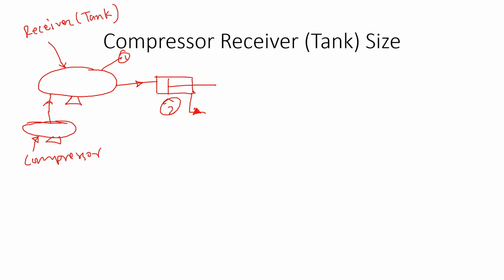To determine the compressor receiver size, we have this system. This is the receiver or tank of the compressor, and then this is the compressor itself. So what happens? The compressor runs and pressurizes the gas inside, and that raises the temperature. The system has some maximum pressure and also some minimum pressure.